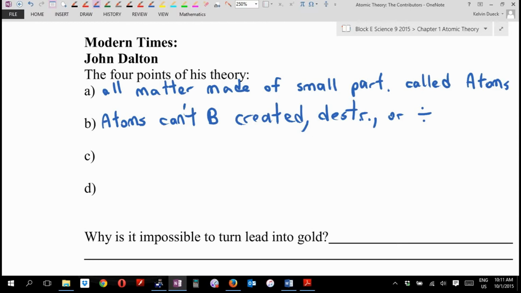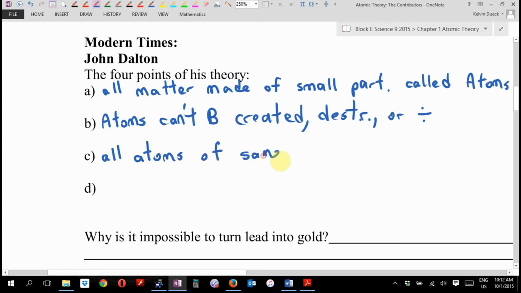Okay? So you said all atoms of the same element are identical. I like that.